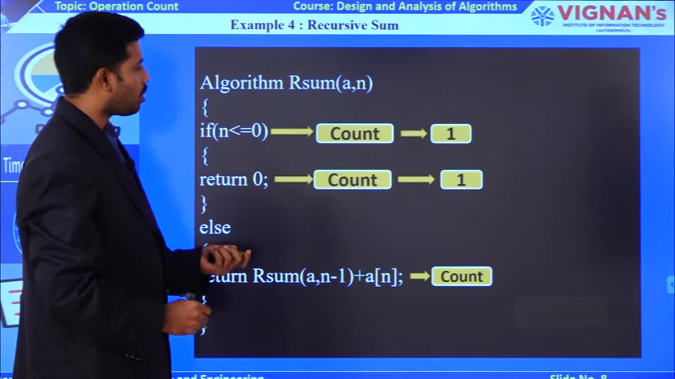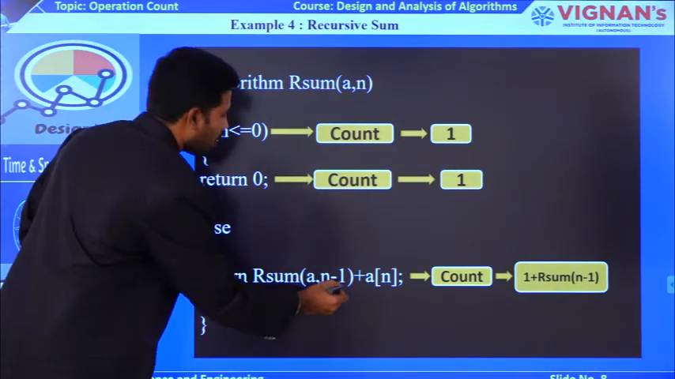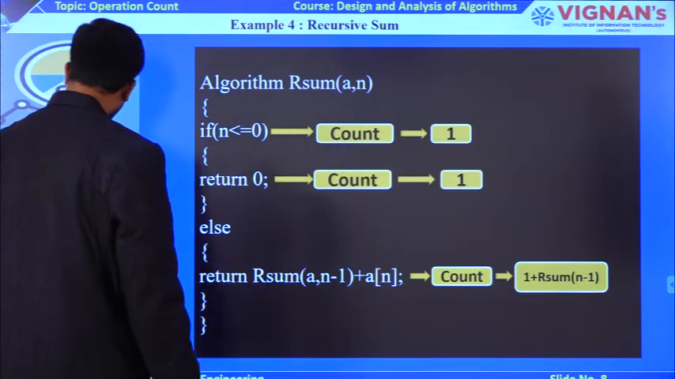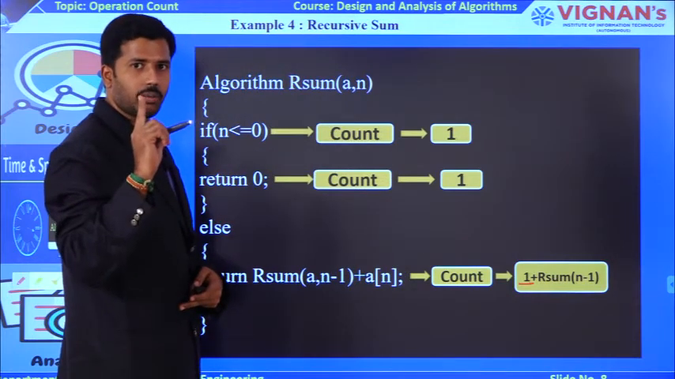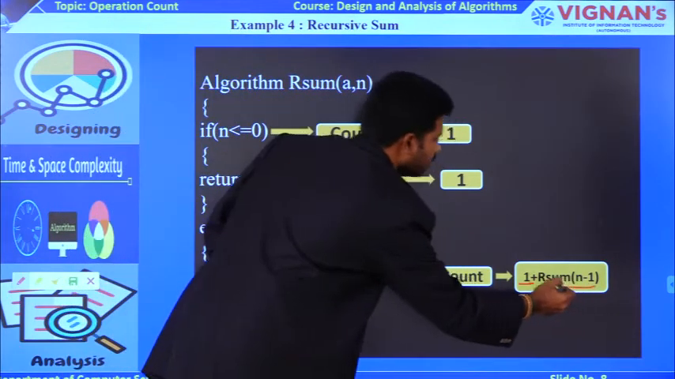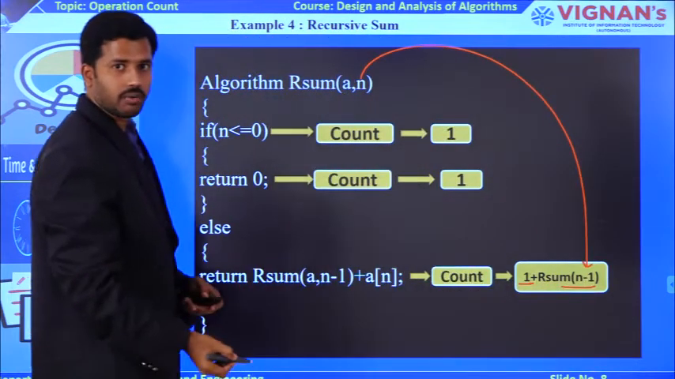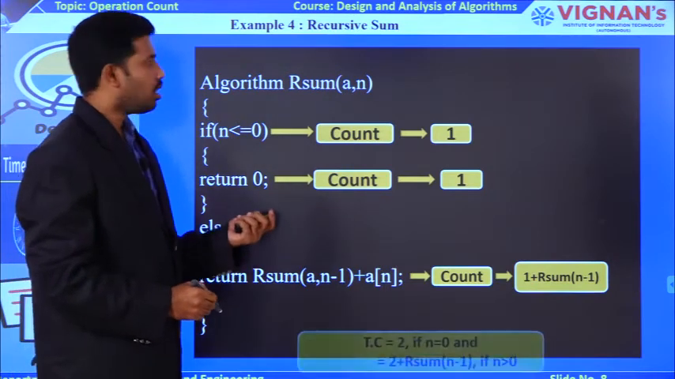The third count variable value is going to be 1 plus recursive sum of n minus 1 only. Why? Because n is reduced to n minus 1. And what about the 1 here? At a time you are retrieving only one element from the array. And what about n minus 1? Because n is reducing to n minus 1 for every function invocation. So that is the main theme of this algorithm, how to update the count variables.